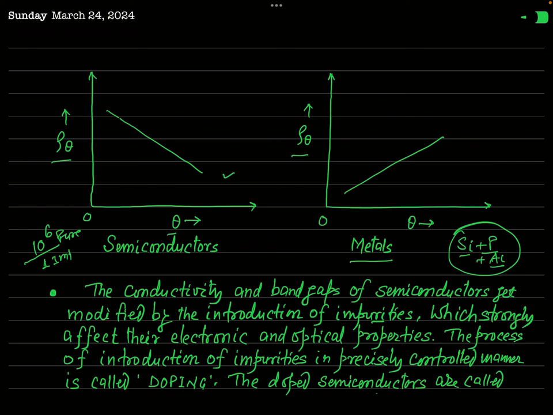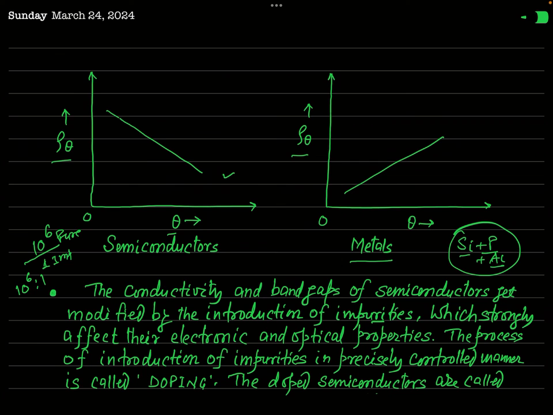The pure semiconductor atom and the impurity atom must be in the ratio of 10 to the power 6 is to 1. So this process is called doping, and after this we will get an impure semiconductor or extrinsic semiconductor, or you can say a doped semiconductor. So I have mentioned it here.